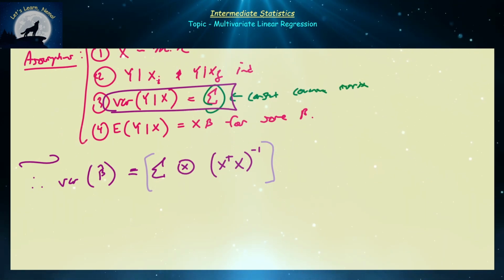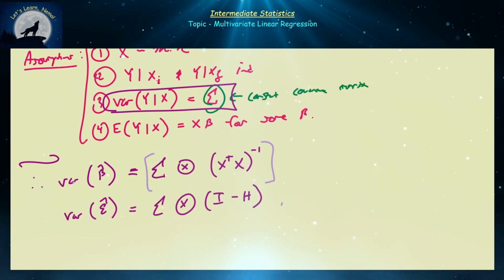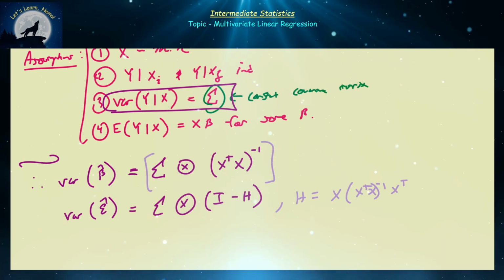Also, another very useful thing, if you want to standardize your multivariate residuals: the variance of epsilon hat will be equal to that sigma matrix, Kronecker product, with the identity matrix minus the hat matrix, and the hat matrix, as usual, will follow the same exact structure. It'll be X times X transpose X inverse times X transpose. Same exact hat matrix as the univariate case, and that's where you're going to be looking for your leverages, which as usual are located on the diagonals of your hat matrix.